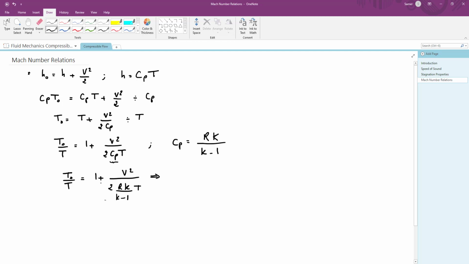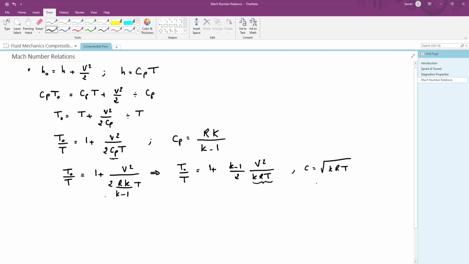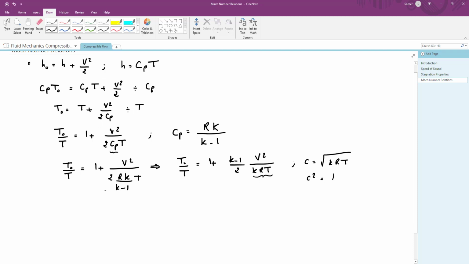Now let's rewrite this equation in a better way. We'll have T naught over T is equal to 1 plus k minus 1 over 2 into V square over kRT. If you look carefully at this term, this is a familiar term. In fact, when we talked about the speed of sound in ideal gases, we said that the speed of sound c is simply equal to the square root of kRT for an ideal gas. So c square is equal to kRT.